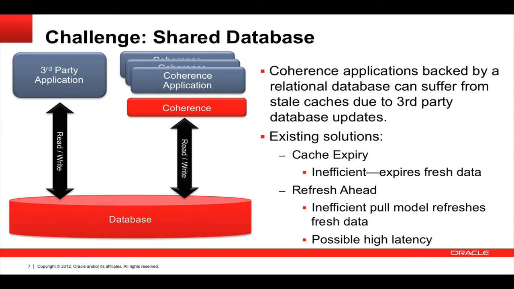Your other choice is refresh ahead, where Coherence refreshes data in a rolling manner from the database to keep the caches up to date. And again, the problem there is latency and inefficiency. So you're probably reloading a lot of data that's perfectly fresh once again. And it could take a while for you to get back to the same piece of data in a sweep. So you may have a fair bit of latency between an initial read and the second read to pick up any possible changes.